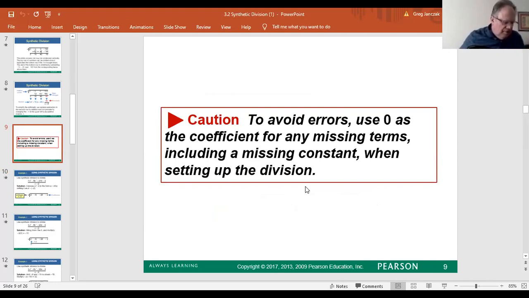So let's try another problem. And here we have 5x cubed minus 6x squared minus 28x minus 2 over x plus 2. Okay, so let's look at how that would work.